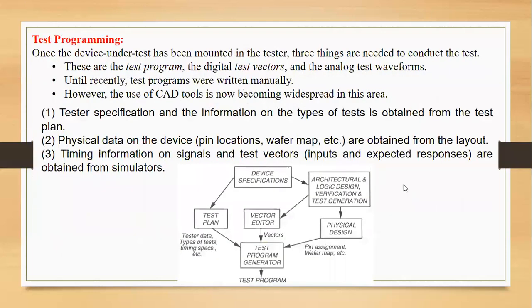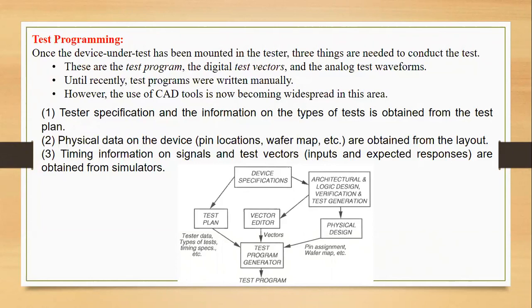Next, test programming. What is the procedure of test programming? The test programming has been differentiated into three levels. Before going to the three types, we'll discuss a few points. These are our test program, the digital test vectors and the analog test waveforms. So what is test programming? When the device under test is mounted in the tester, we'll be checking all the requirements. That is the first one, the test programmer.